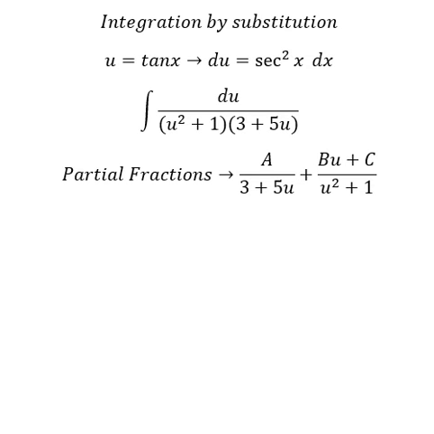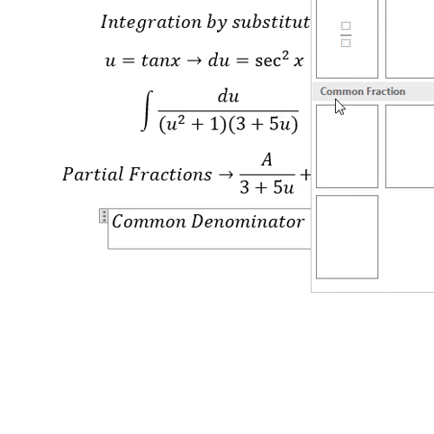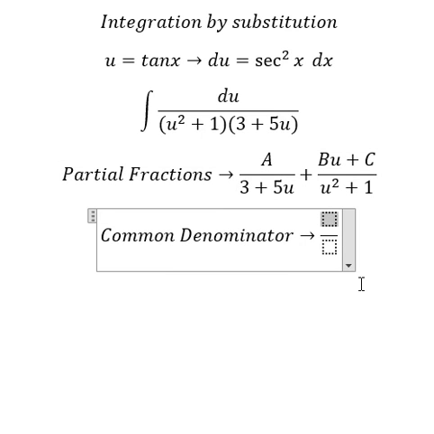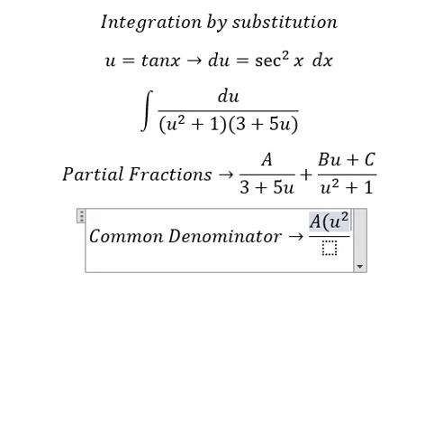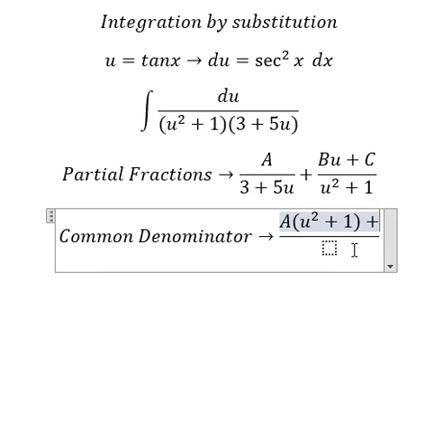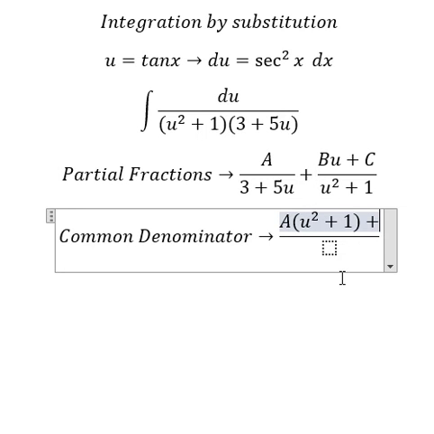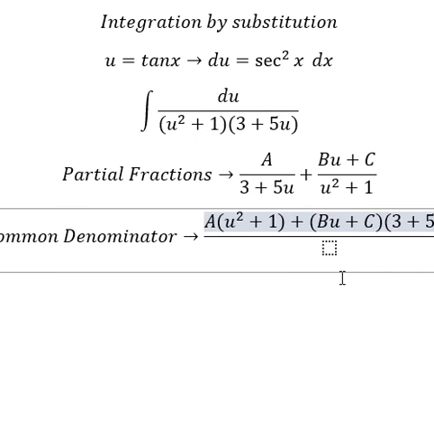Now we can do the common denominator. About this one, it is missing u squared plus 1. So capital A multiplied by u squared plus 1. About this one, it is missing 3 plus 5u. So Bu plus C multiplied by 3 plus 5u.